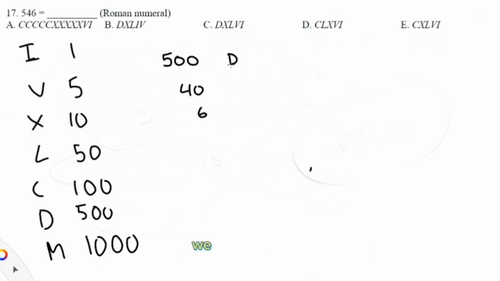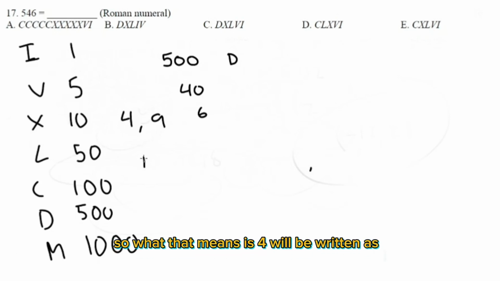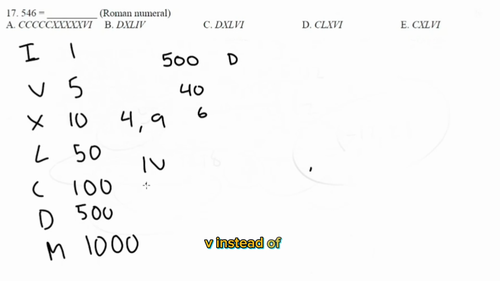But in Roman numerals, we have a rule for 4s and 9s. In this case, when you have a 4 or a 9, instead of writing it as 4 of a number or 5 and 4 of a number, you would just write it as 1 before the next number. So what that means is 4 would be written as IV instead of IIII. And same thing for 9. It would be written as IX instead of VIIII.